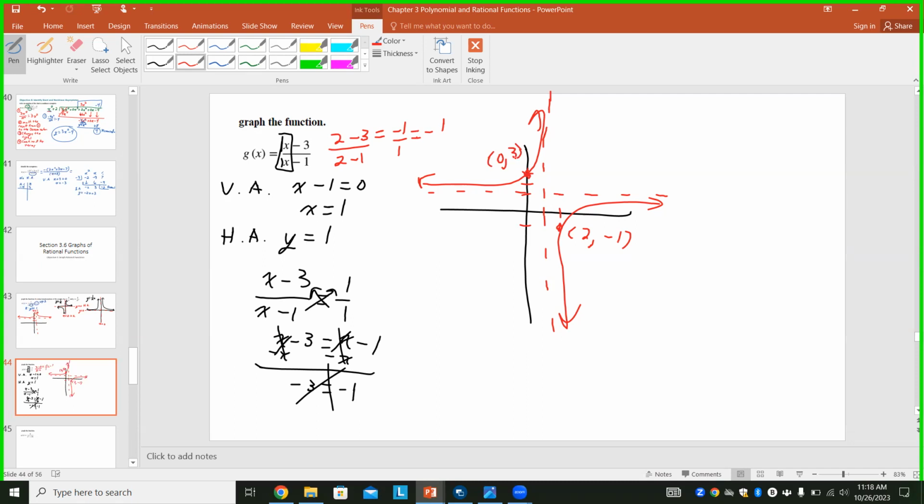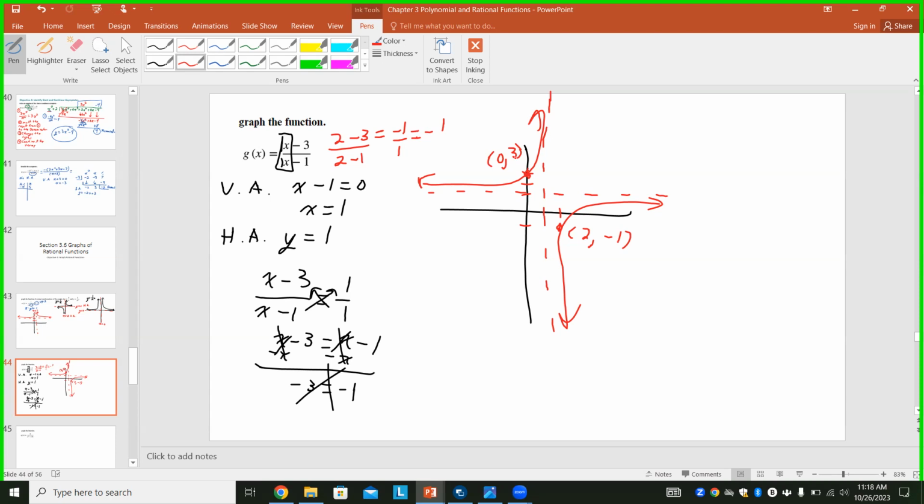Say that one more time. The vertical asymptote would be x equals 1, because you just set the denominator to 0. The horizontal asymptote would be y equals 1, and it was because the exponents were the same. So I was able to divide their coefficients, and 1 divided by 1 just gave me 1.